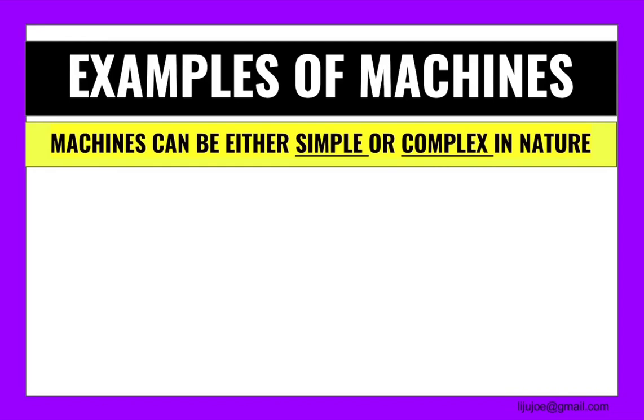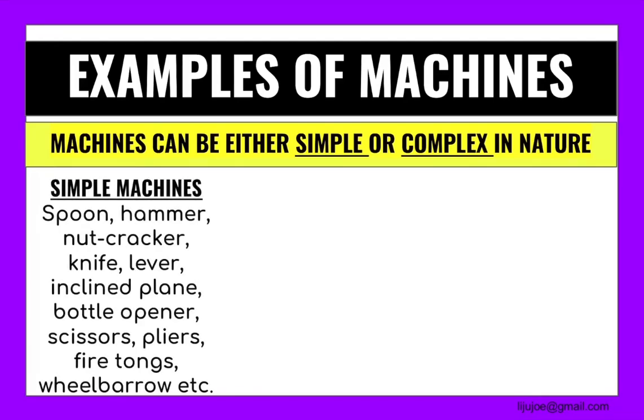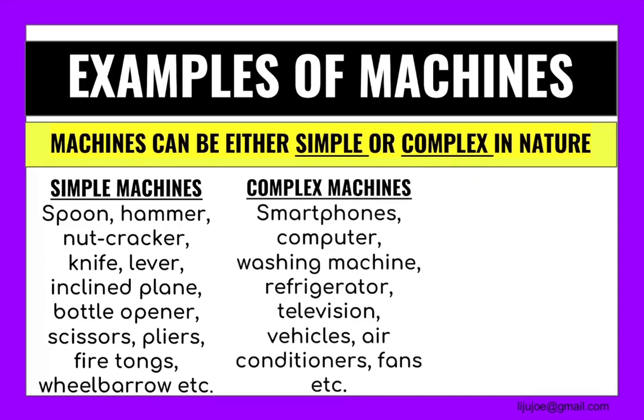Machines are generally classified into simple machines or complex machines in nature. So you studied this in small classes. We know that simple machines we use on a daily basis are things like spoon, hammer, nutcracker, knife, lever, inclined plane, bottle opener, scissors, pliers, fire tongs, wheelbarrow, and these are some of the simple machines which we use. Coming to complex machines, we have things like smartphones, computer, washing machine, refrigerator, television, vehicles, air conditioners, fans. These complex machines are machines which are made up of many simple machines. Many simple machines come together to become a complex machine. So remember these two differences. In this topic, we will be discussing more about simple machines.